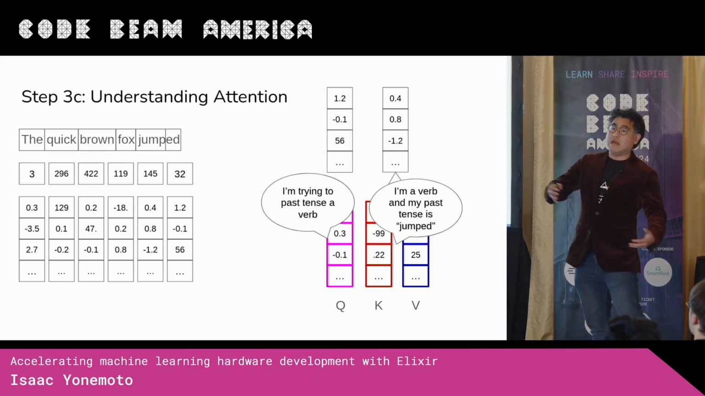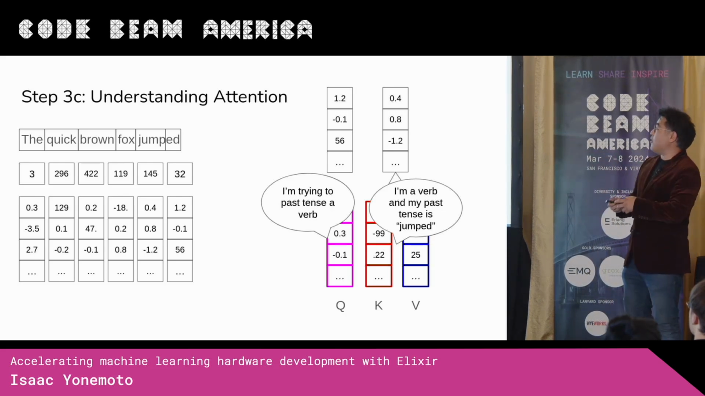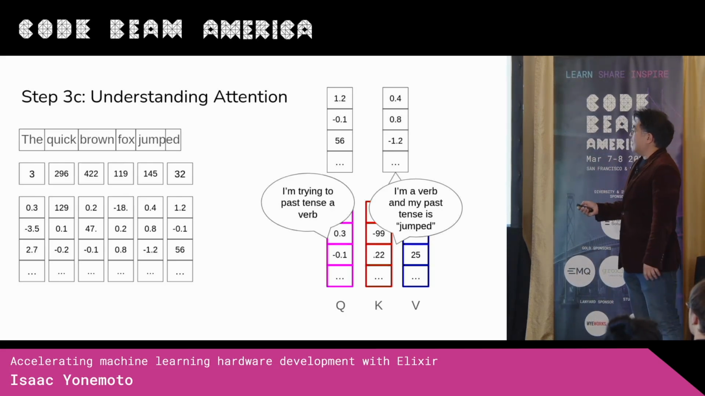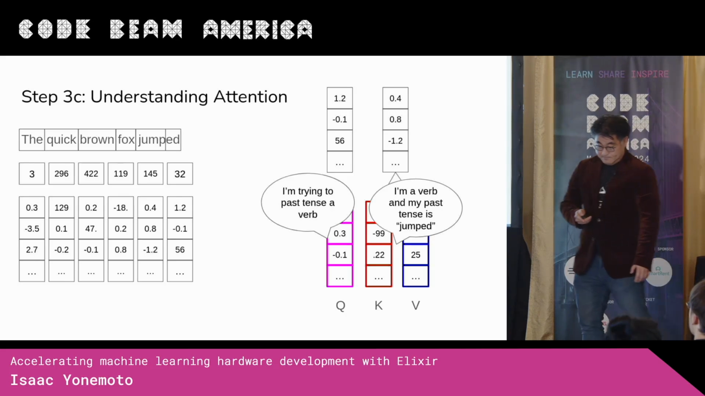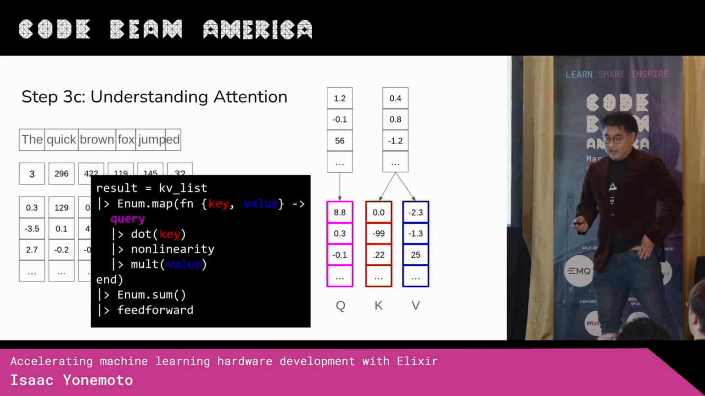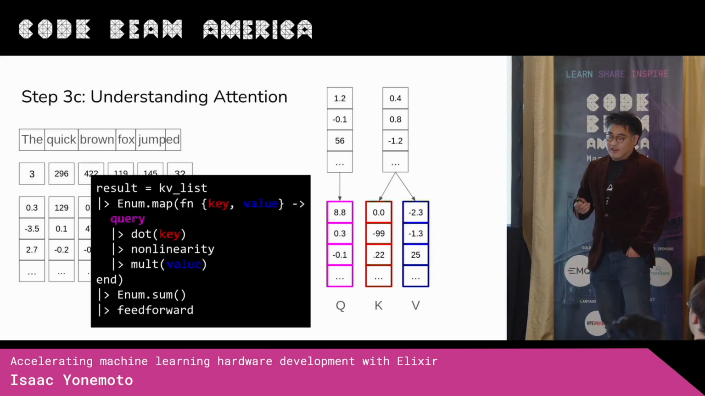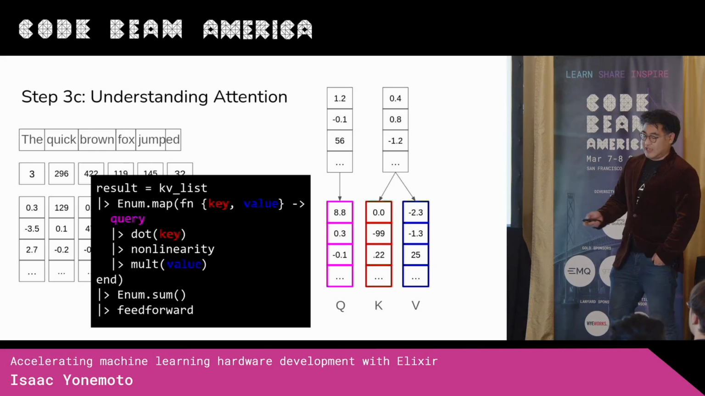It can encode many, many of these different types of relationships that together can compose to create an idea, like the relationship between jump and ed, which should eventually create past tense jumped. Okay, then the next thing we're going to do is do this not just for the previous token, but for all of the tokens that came before it.